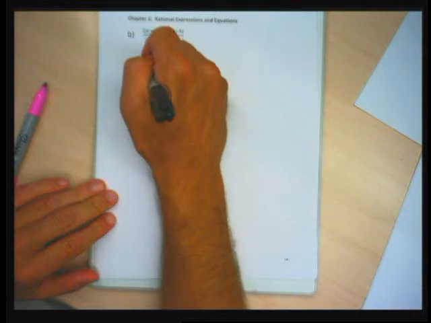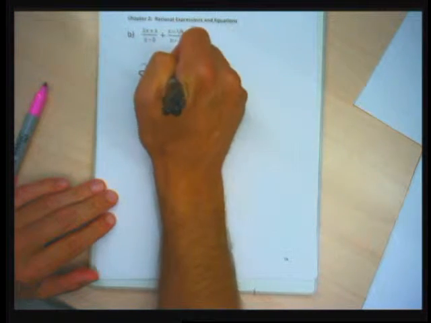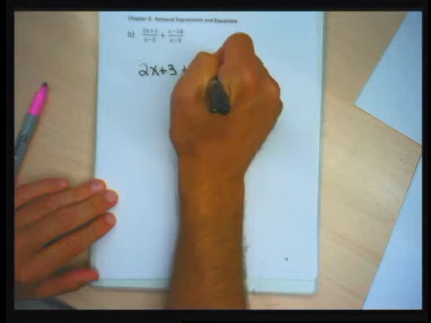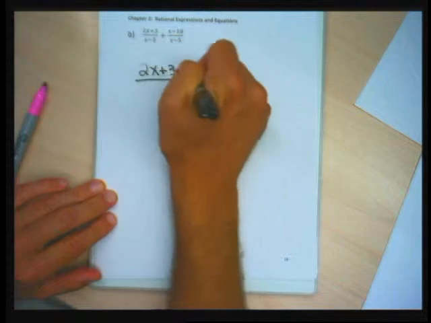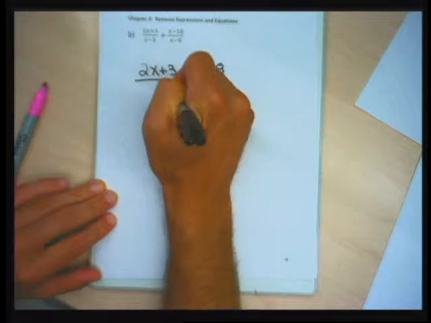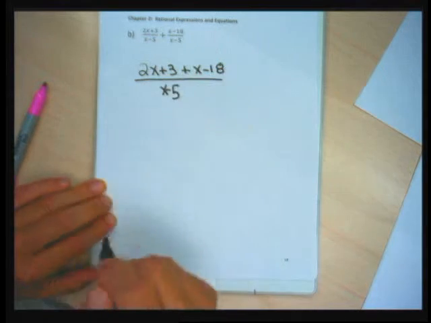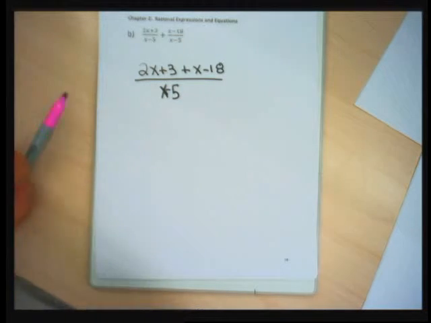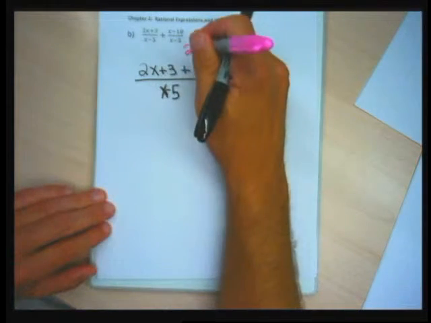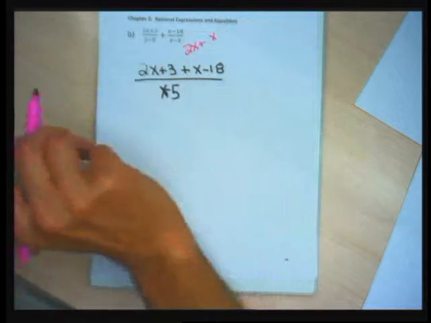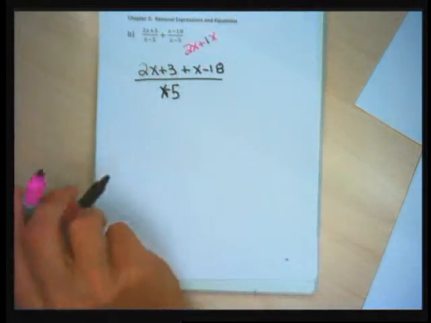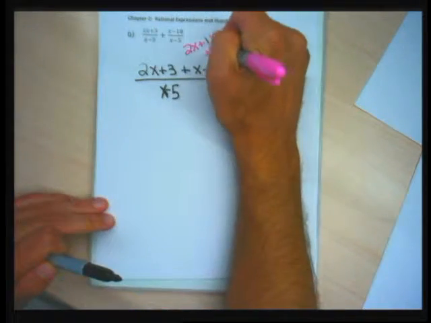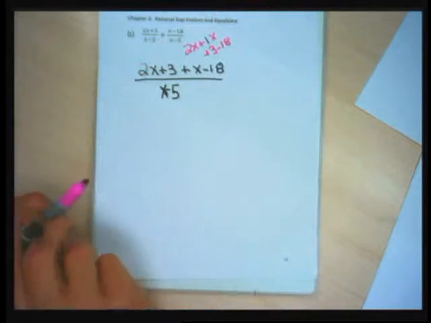Part B is the friendly part here because the denominators are already the same. Because the denominators are already the same, I don't need to modify either of the fractions. I could immediately make the two fractions into one fraction by writing their numerators next to each other. Now I'm going to simplify the numerators. I'm going to take the 2x and the x, which is really 2x and 1x, and add those together. And the plus 3 and minus 18, I'm going to combine those.